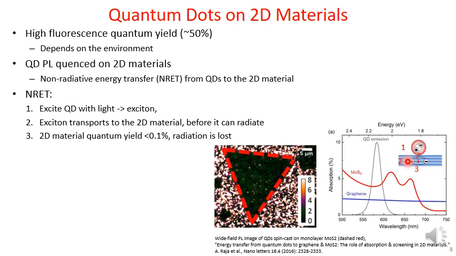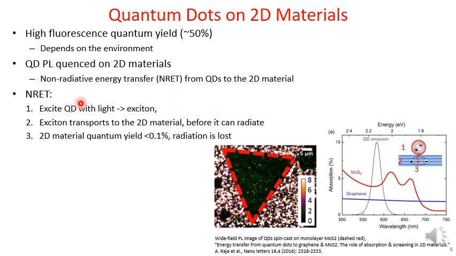Next, when the excitons are in the two-dimensional material, the two-dimensional materials have low quantum yield, less than 1% or even 0.1%. So the excitons cannot recombine radiatively, and as a result we lose the PL that would occur if there was no substrate, if there was no two-dimensional material underneath the quantum dot. That is called non-radiative energy transfer.